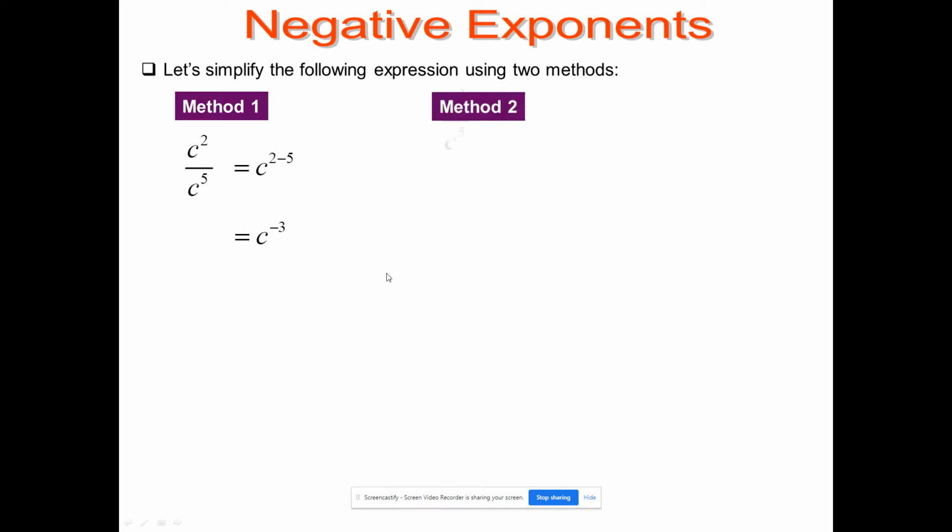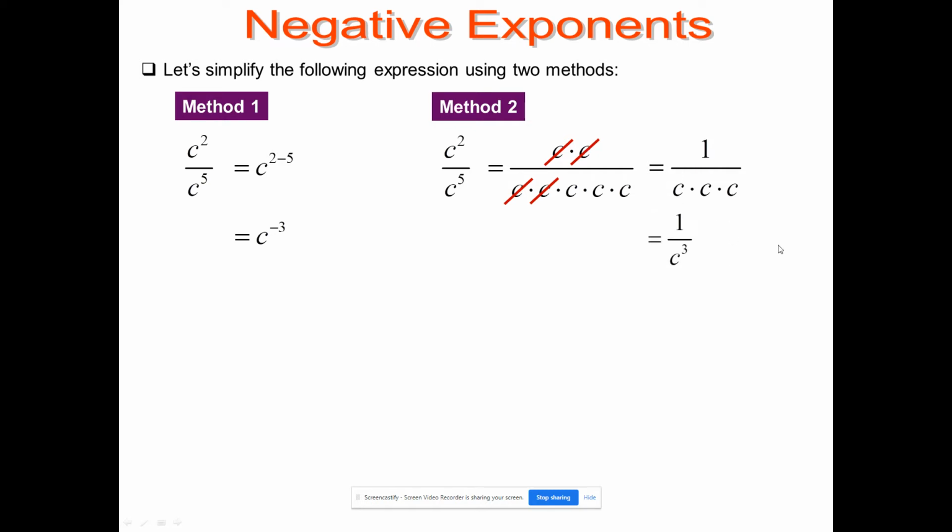Well, let's say we expanded it out. Let's say we did it a different way. Let's say we had 2 c's on top and 5 c's on the bottom. This is the expanded form. Okay, I can go ahead and reduce one on top with one on the bottom, another one on top with one on the bottom, and I end up with 3 c's, but these are on the bottom. These are on the denominator. So really, since there's nothing up here, I can put a 1, and I get 1 over c times c times c, which is really 1 over c cubed. So these are the same. They should be the same.